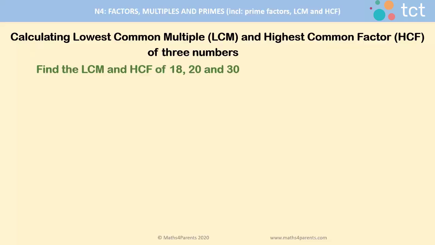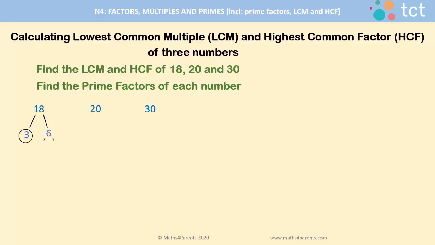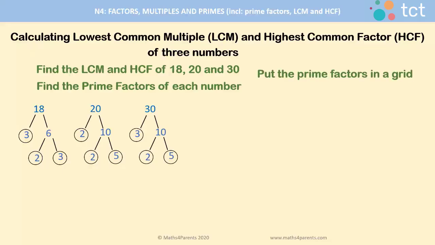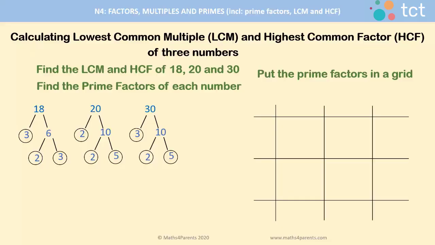We're going to find the lowest common multiple and highest common factor of 18, 20 and 30. We do the same as before, finding the prime factors of each number using the factor tree. Now we need to put these prime factors into a grid. You can do this using the Venn diagram we used with two numbers.